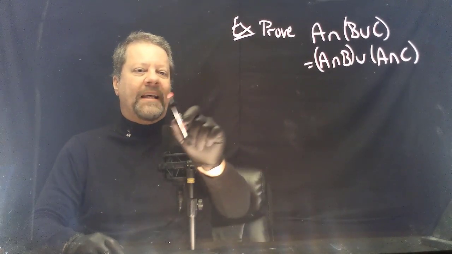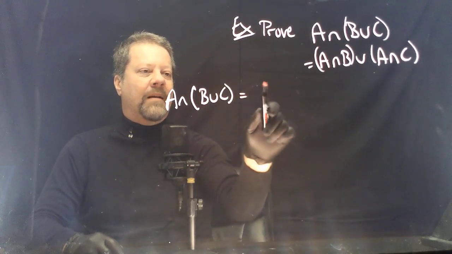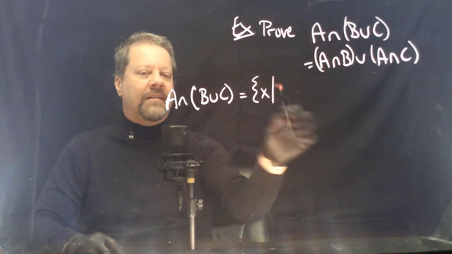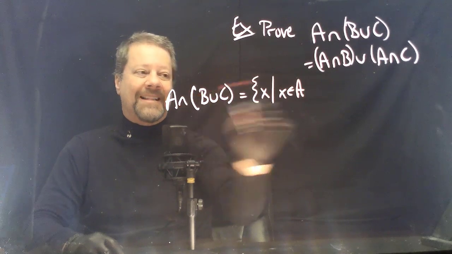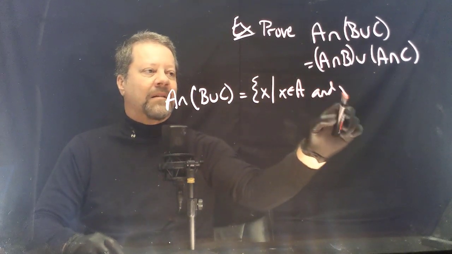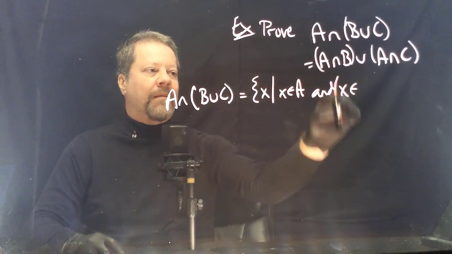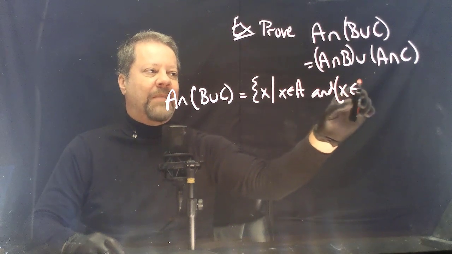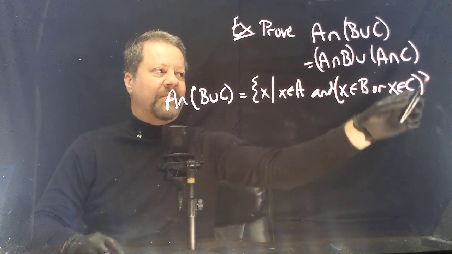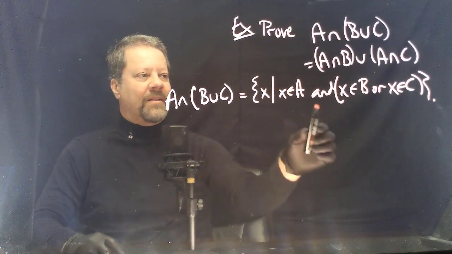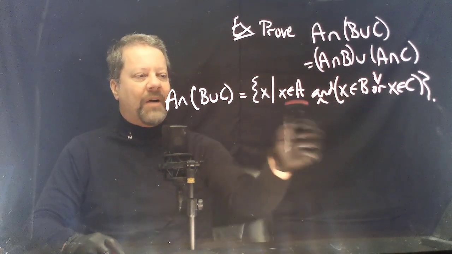And so we'll begin with A intersect B union C, and say that's the set of all X such that X is in A (intersect means and) X is in B union C. So I can put: and X is in B or X is in C. So we have this and an or. So we know how those sorts of things work.